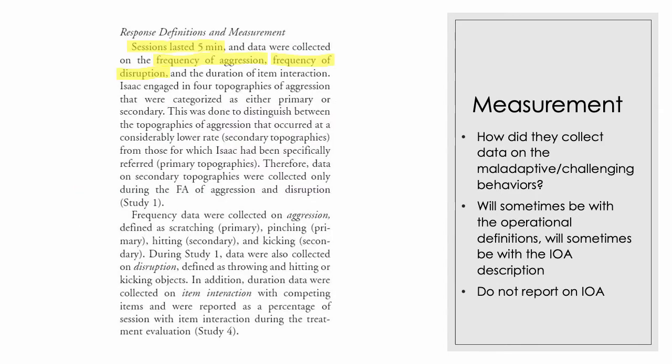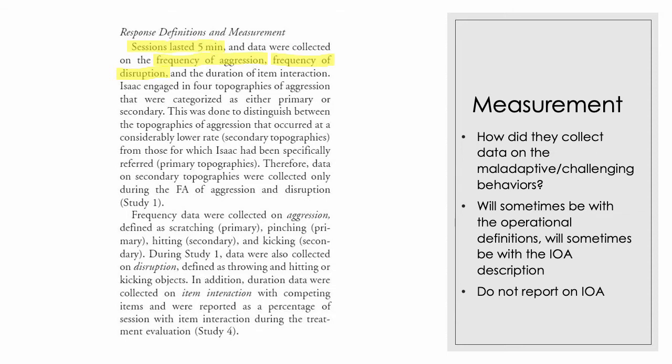For measurement, we are looking for how they collected data on the maladaptive or challenging behavior. This information is sometimes found with the operational definitions, and it is sometimes found with the IOA data. Remember, we don't need to report IOA information. Here we see that sessions lasted 5 minutes and that they collected frequency data on both aggression and disruption.